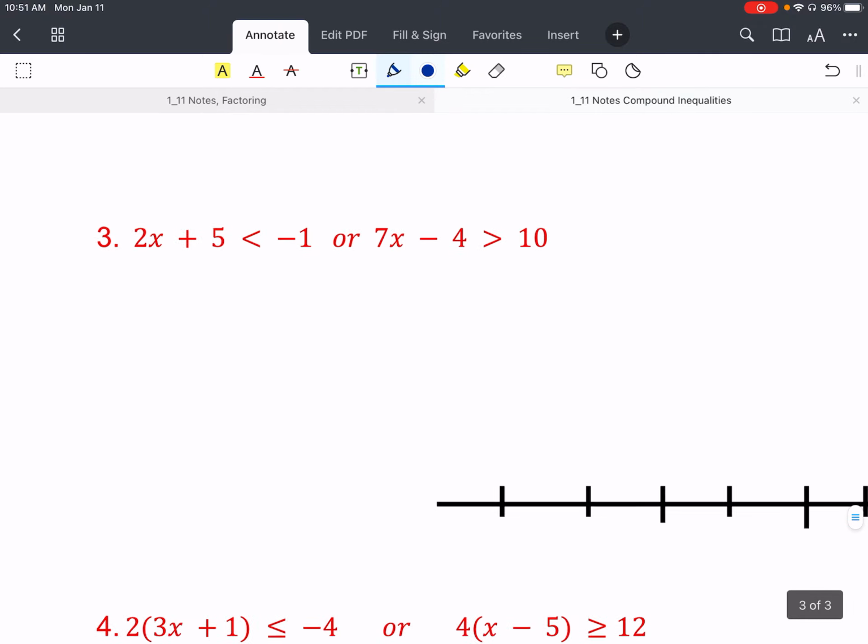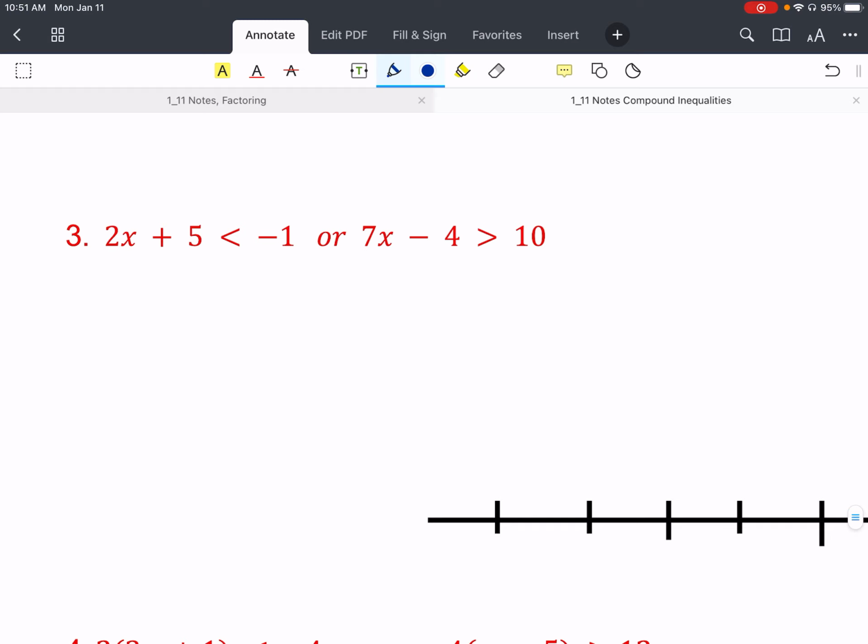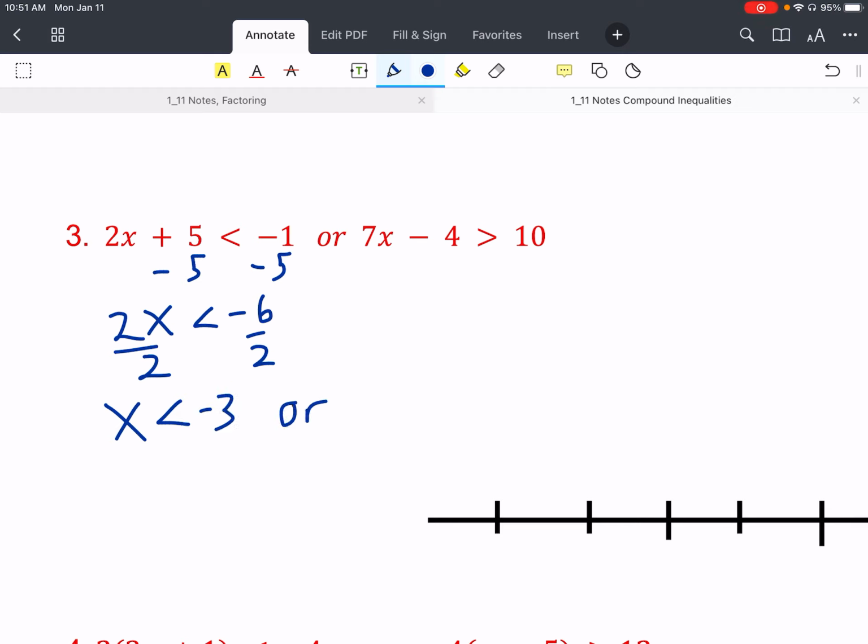So if you come to a problem like this, we are actually just solving our inequalities, except there are two of them. So here on the left, subtract 5 from both sides. You have 2x is less than -6. Divide both sides by 2. So we have x is less than -3. Or over here, add 4 to both sides. 7x is greater than 14. Divide both sides by 7. X is greater than 2.